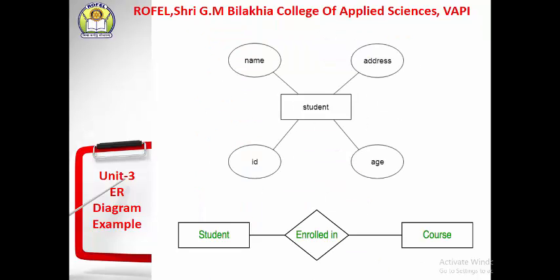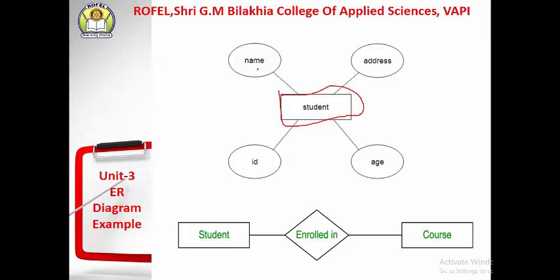So over here I show you some example. See over here, the student. The student is one kind of entity. So that's why this student entity is represented in this rectangular box. Same way, the student has many attributes like name, address, age and ID. So this name, address, age and ID is represented in oval shape. So these are the attributes of this entity.